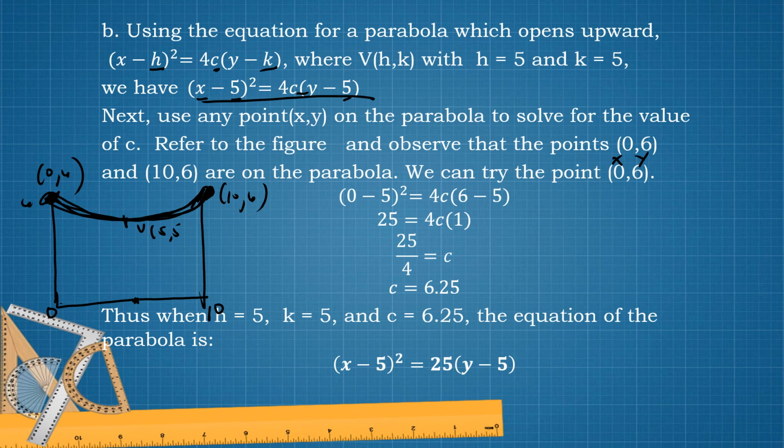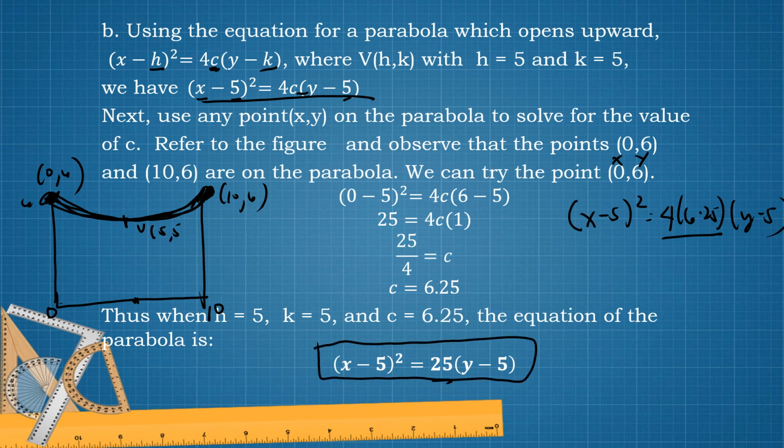So, it will be (x minus 5) squared equals 25 quantity (y minus 5). Why does it become 25 times (y minus 5)? Because if we substitute c = 6.25 here, it will be (x minus 5) squared equals 4 times 6.25 times (y minus 5). 4 times 6.25 is equal to 25. That's the reason why we arrive at this final equation of the parabola. So we substitute the value of c and we simplify 4 times 6.25, and that's equal to 25.